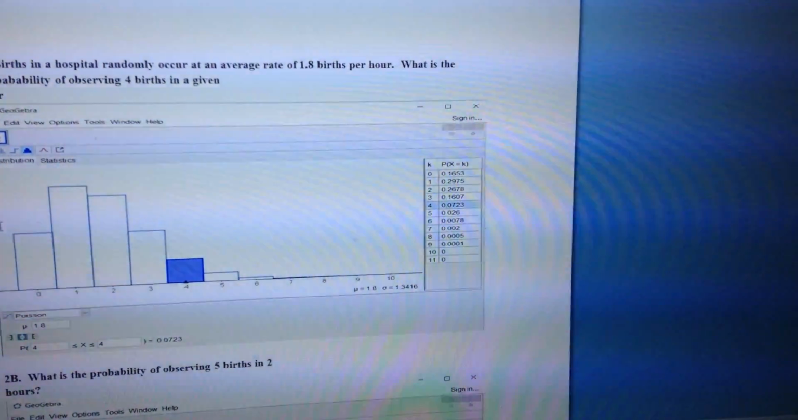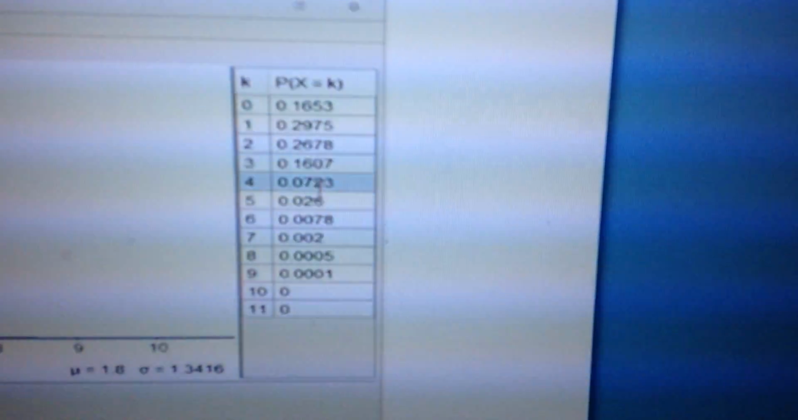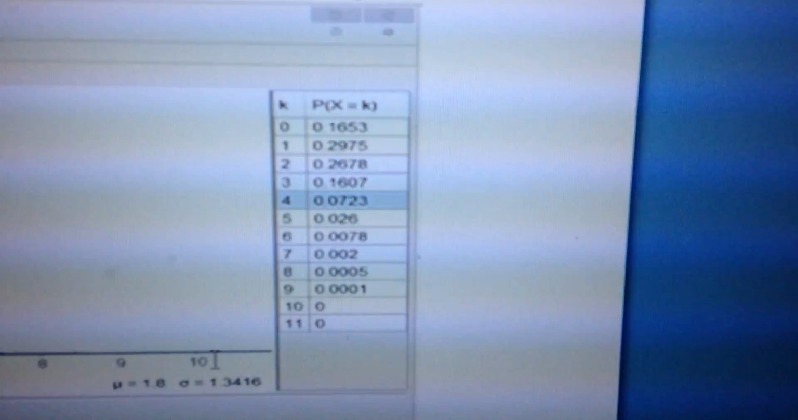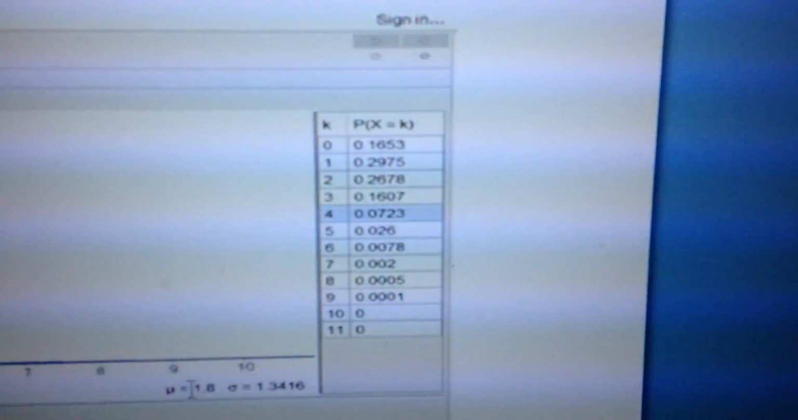Again, it gives us all of our numbers. It shows us our graph. It gives all the different possibilities. And you can see there where 4 is 0.0723. We have our mean and our standard deviation there.